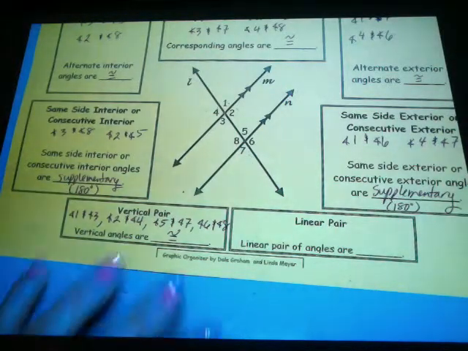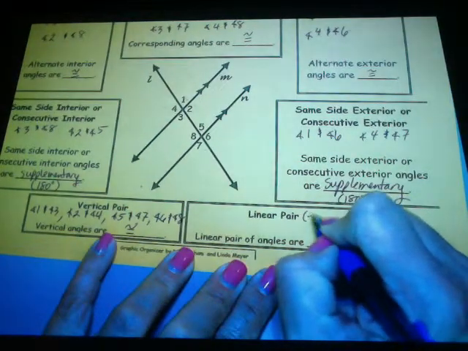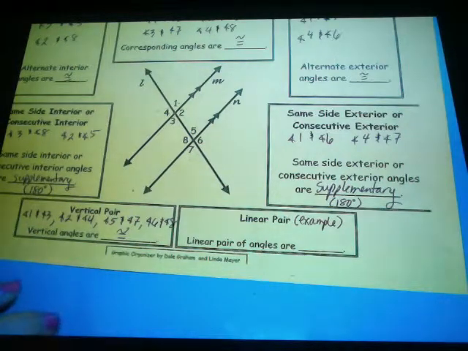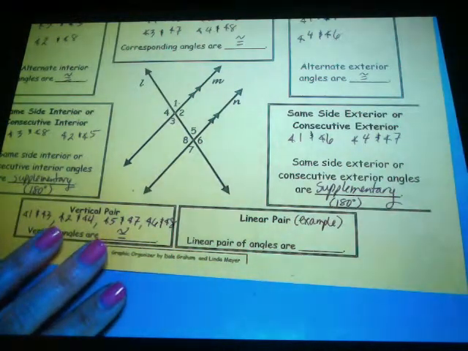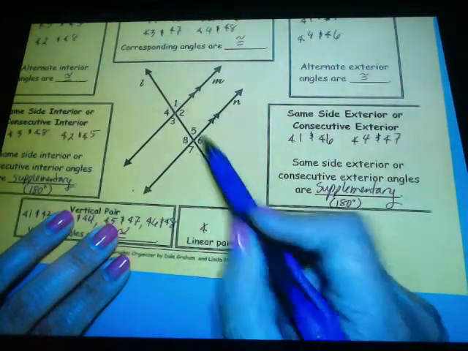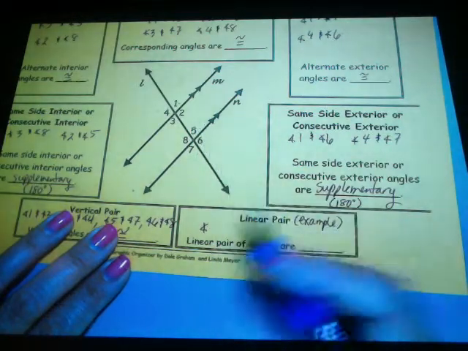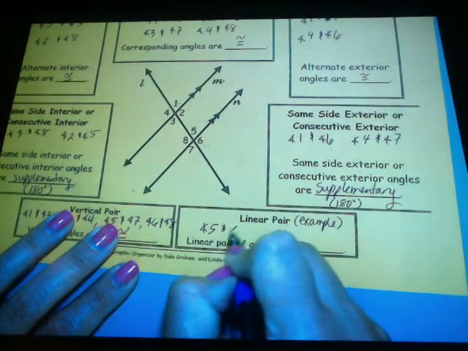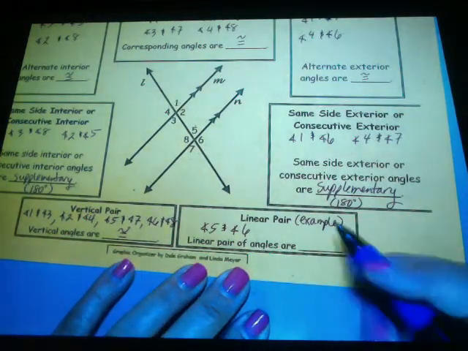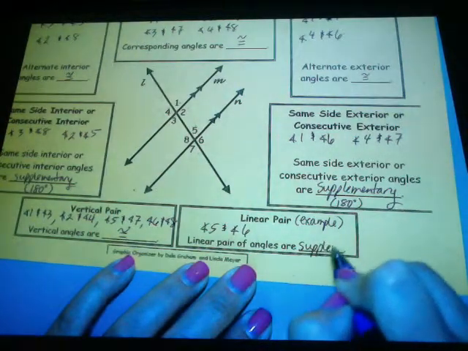And then, okay, there's a lot of linear pairs. We're just going to put an example because we don't have enough room here. So here's just an example. What's an example of a linear pair? Angle 5 and angle 6. Would you say that they're a linear pair? They form a straight line? Sure. Angle 5 and angle 6. Linear pair of angles are what? Supplementary, always, by definition.